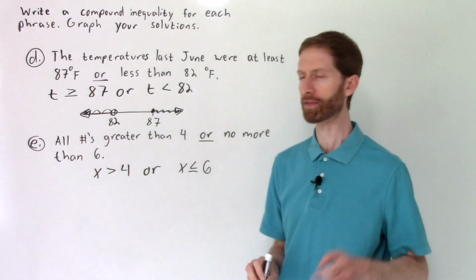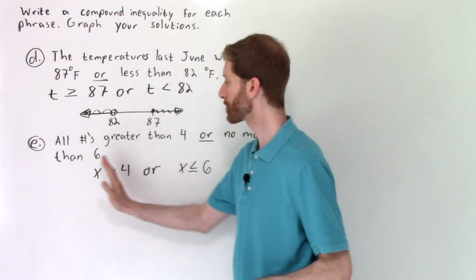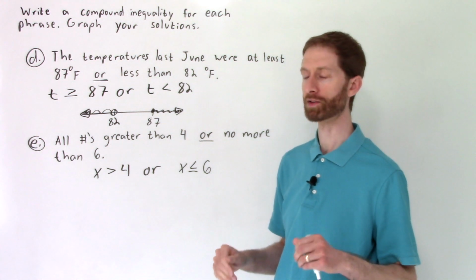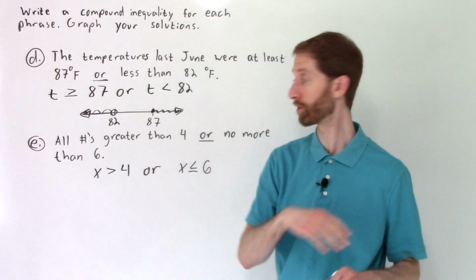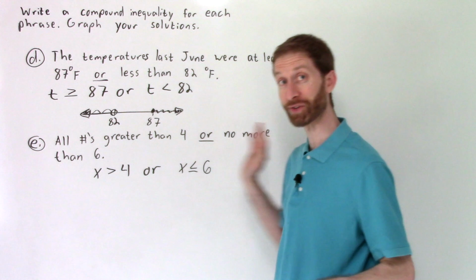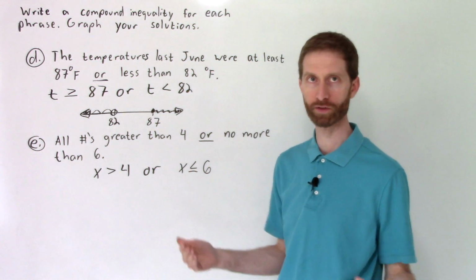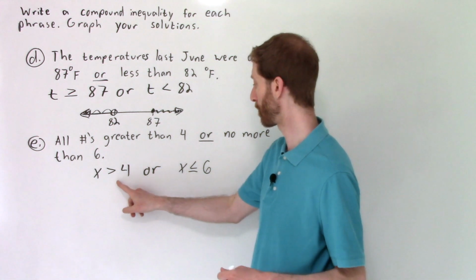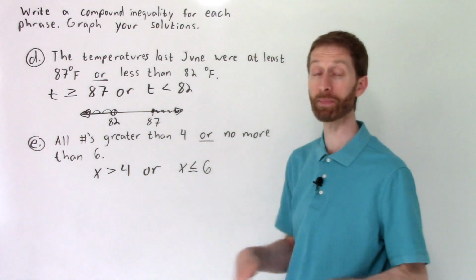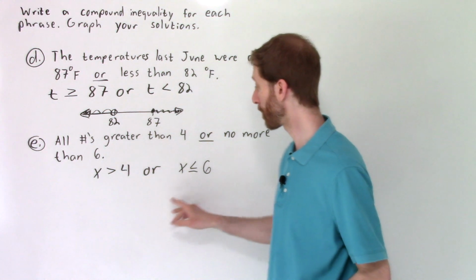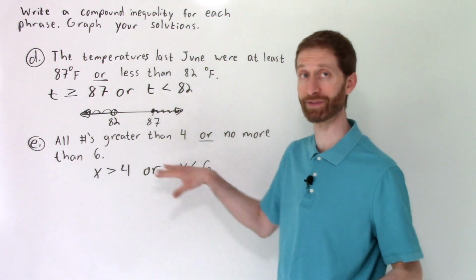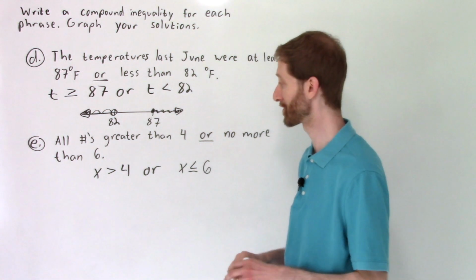Well, let's think about this. I want all numbers that are more than 4, okay, so not including 4, but everything after, or numbers that are at 6 or less. That's all numbers. Any number works for that, right? If I pick 5, that's more than 4, and it's less than or equal to 6. If I pick 17, that's more than 4, and even though it's not less than or equal to 6, it satisfies it. So all numbers work for this.